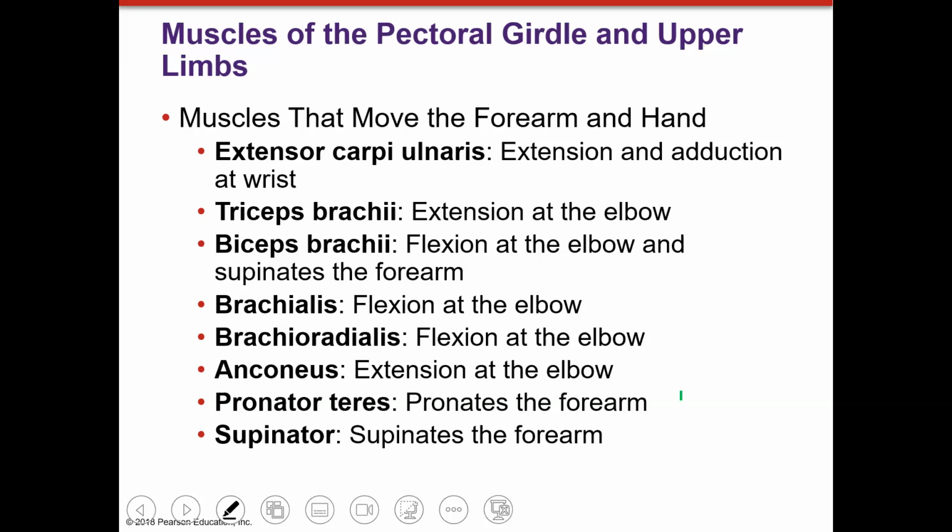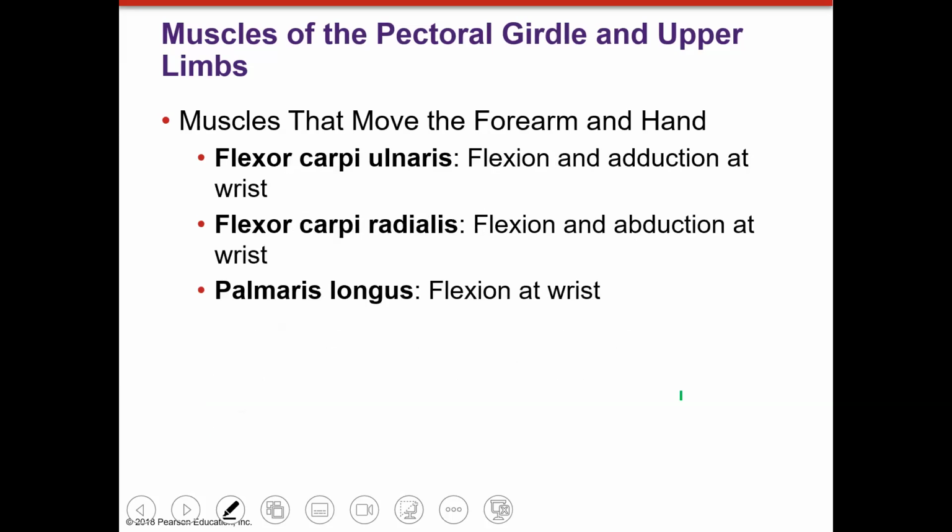Brachioradialis is going to be flexion of the elbow, but think of the action of holding a cup of water and bringing that cup of water up to your mouth. That's going to get that brachioradialis activated. Anconeus is a little muscle at the elbow, and it's going to give a little bit of extension at the elbow. Pronator teres pronates the forearm, and supinator supinates the forearm.